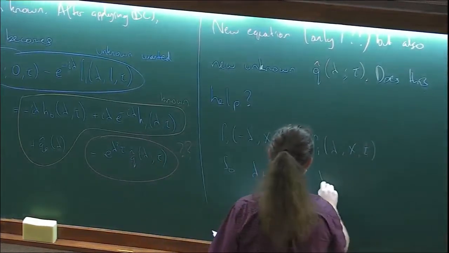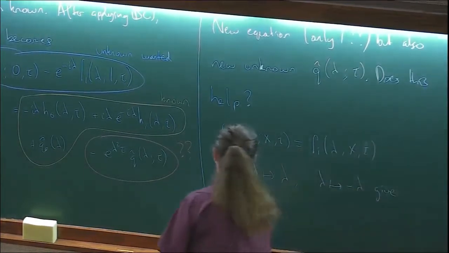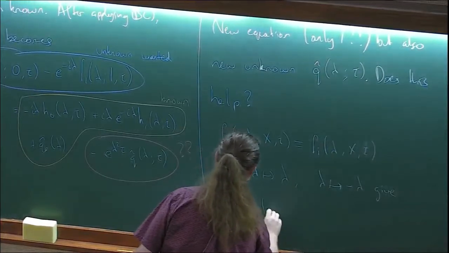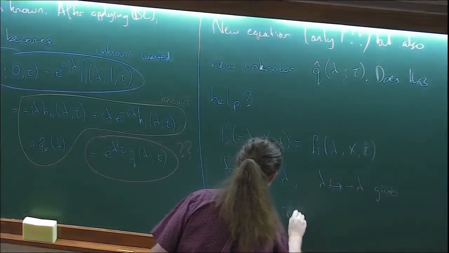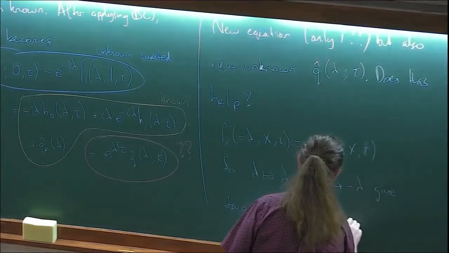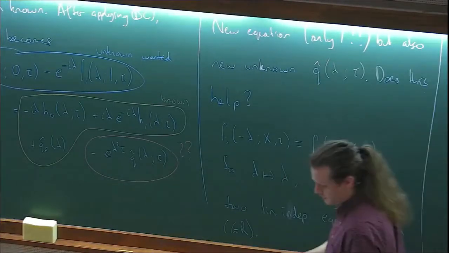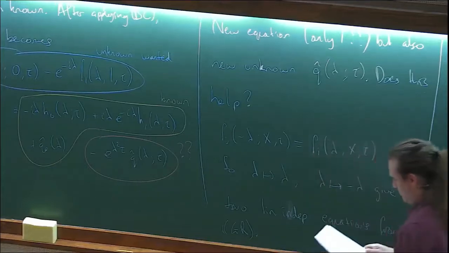The identity map and lambda to minus lambda give two linearly independent equations from the global relation. All right, so now we've got a system of two equations. They're linearly independent. We're pretending that we know what this is, so we can solve it. Okay.